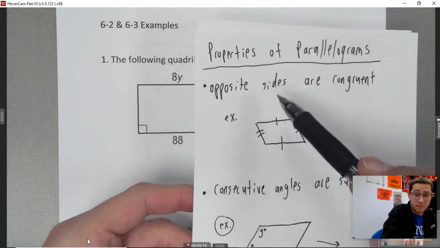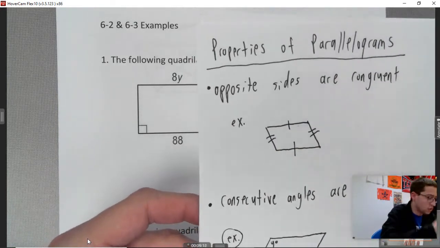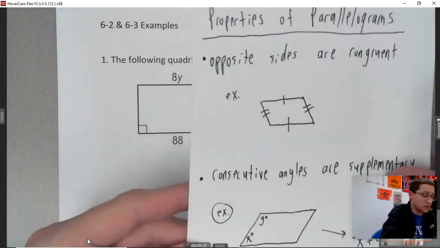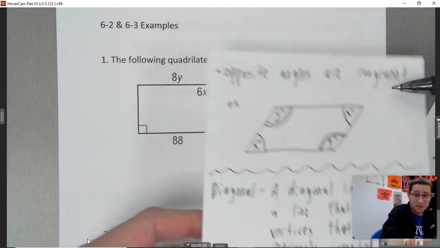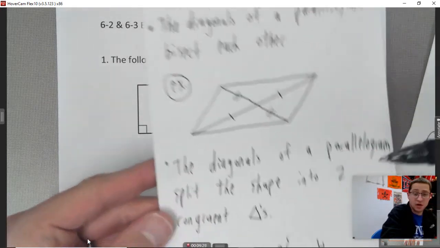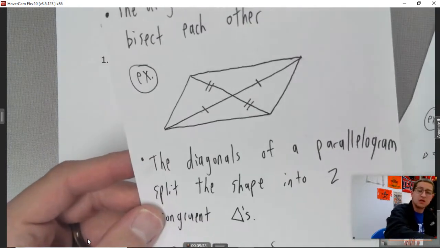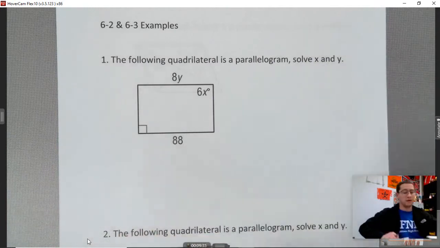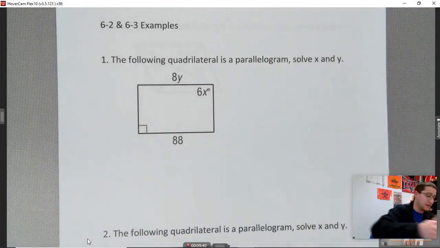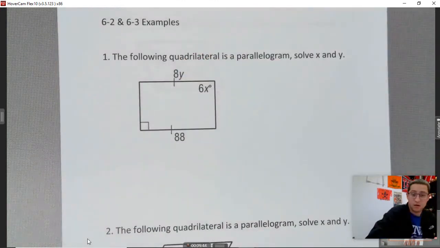Well, okay, the opposite sides are congruent. Boom. Like that, it gives it to us immediately, right? So you're running through your mental list of options, right? You've got opposite sides are congruent, consecutive angles are supplementary, opposite angles are congruent, the diagonals bisect each other, and the diagonals split the shape into two congruent triangles. You have all those properties, so you've got to pick which one is the most applicable here. And it is going to be the property where the opposite sides are congruent.